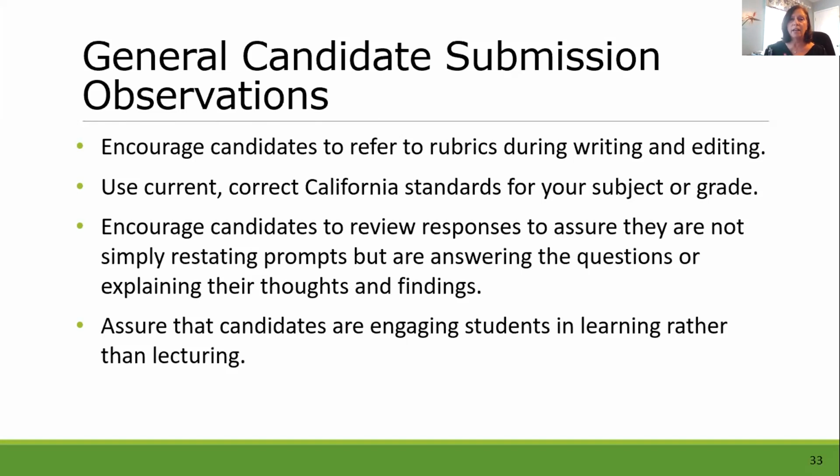So again, work with your candidates there, and then assure that your candidates are engaging students in learning rather than lecturing at them. We've seen a move towards a lot more direct instruction where we're hearing a lot from the teacher candidate and not so much from the students engaging in learning. And that may be an area that is leading to some lower scores. So we really want to see that synchronous instruction that is between the teacher and the students in their submissions. Let's go to the next slide.